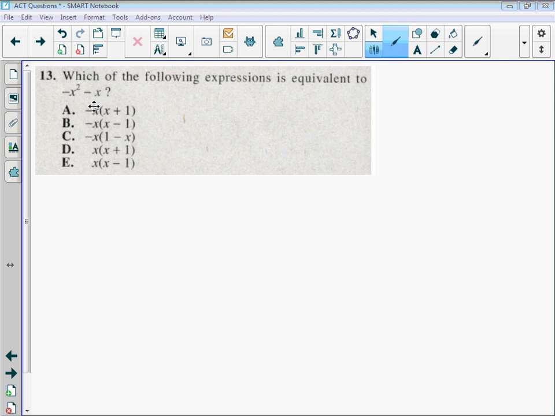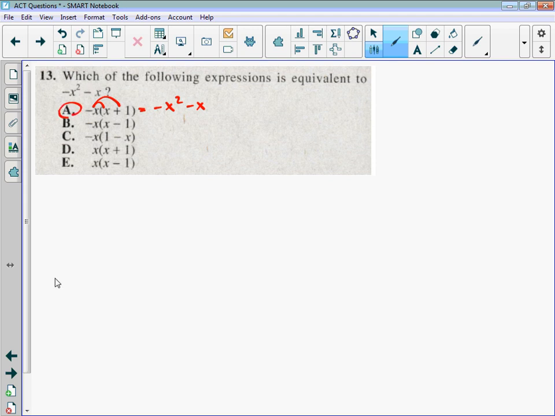But I can show you, for example, the first one here, what you would do. So you're going to distribute this negative x through. So if you did that, the first piece here is going to give you negative x times x, which is negative x squared. And then negative x times positive 1 would be minus x. And that just happens to match up here. So A would be your correct choice.